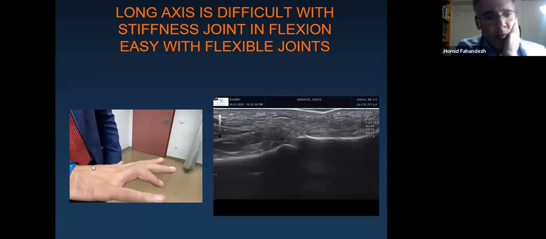In cases with a lot of stiffness in the PIP joint, sometimes it's difficult with the normal ultrasound probe to see in a good way the distance in long axis between the tendons and the phalanx. For this, it's better to use a smaller probe.